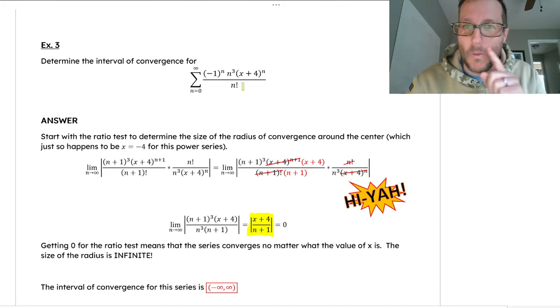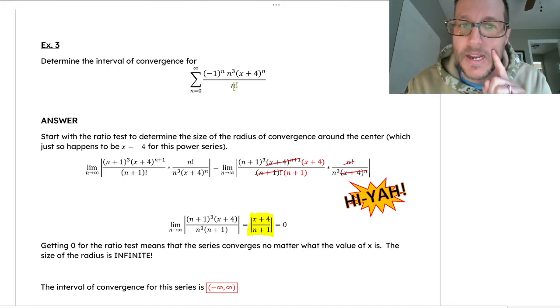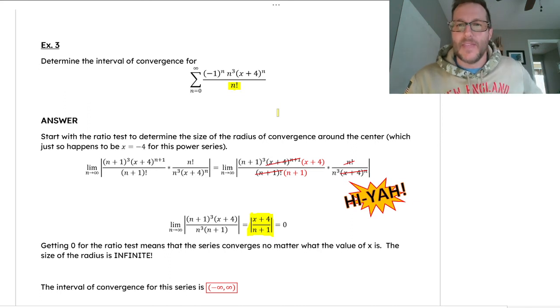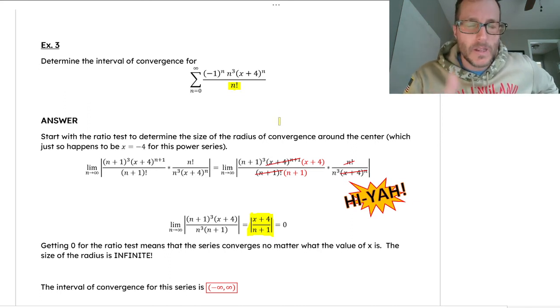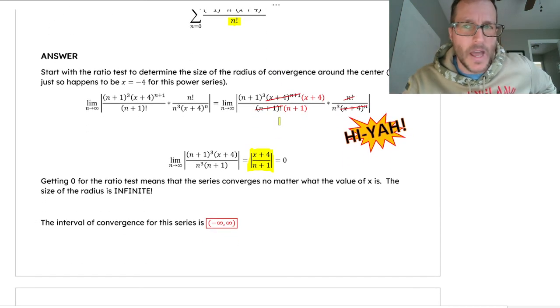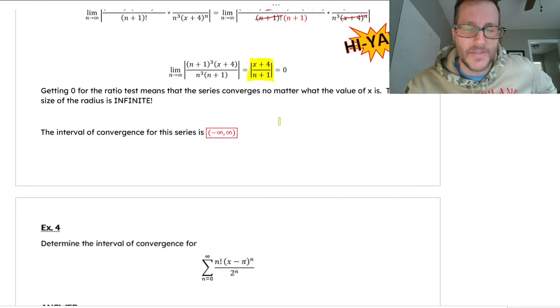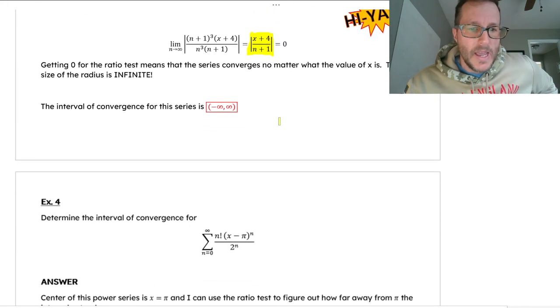Oh yeah, by the way, n factorial in the denominator. If that happens again, you're probably going to have some kind of all real numbers kind of thing. Not always. Always want to check. All right, I think this is the last example. Here we go.